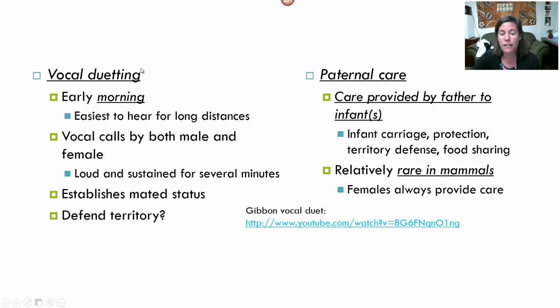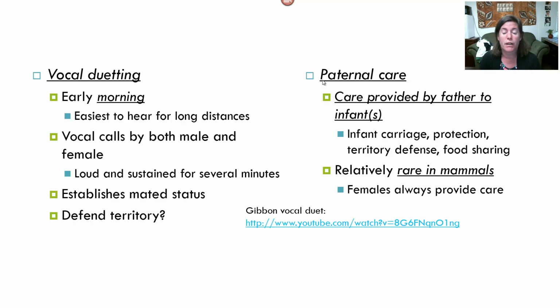Another behavioral characteristic of monogamous primates is paternal care. Paternal care is care provided by the father to the infants. I want to point out that paternal care is exceptionally rare in mammals. That is, in most mammals, females provide the care. Females gestate their offspring, they lactate their offspring, and after lactation, the females continue to provide the care. So it's very, very rare to have paternal care, but we do see it regularly with monogamous primates.